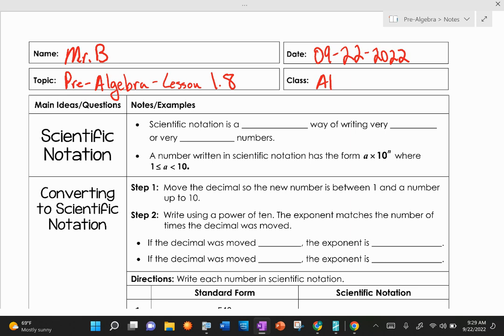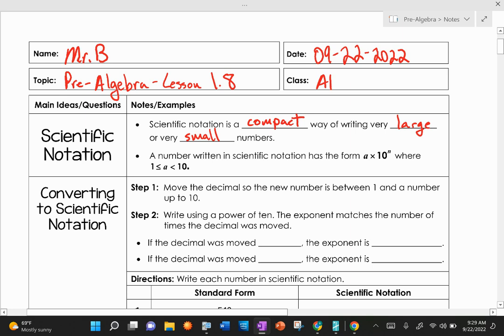And let's get started. Scientific notation is a compact way of writing very large or very small numbers. Okay, what's compact mean? Yeah, like condensed down. Yeah, exactly right. What does that say? Large. What is large? It's because the L is connected to the A. There you go. You're welcome.